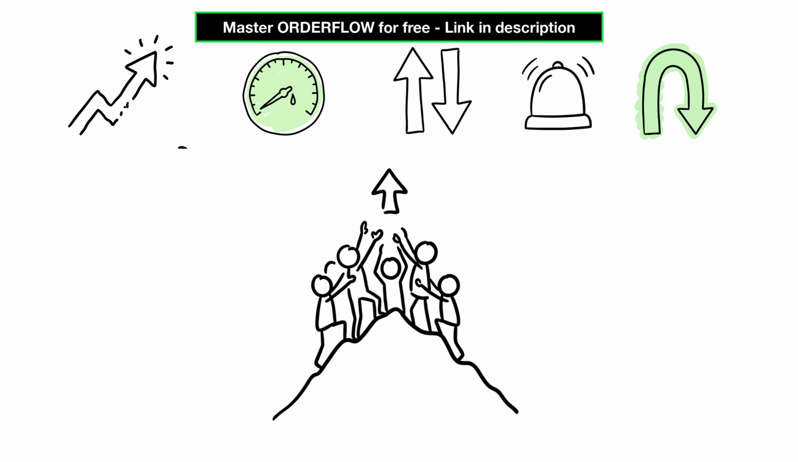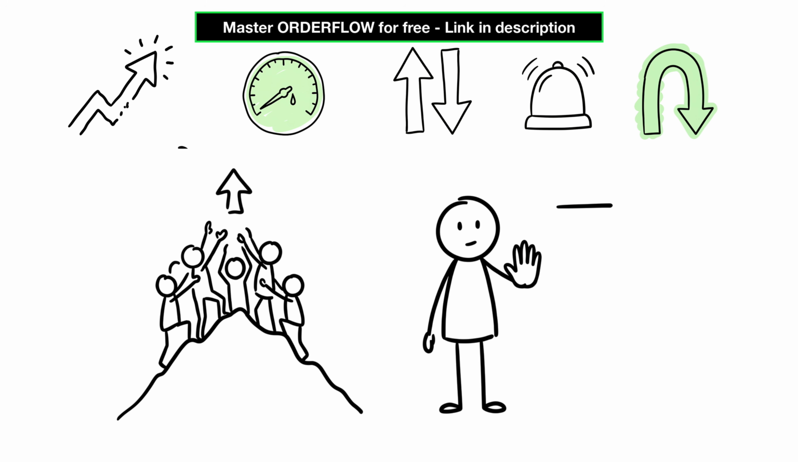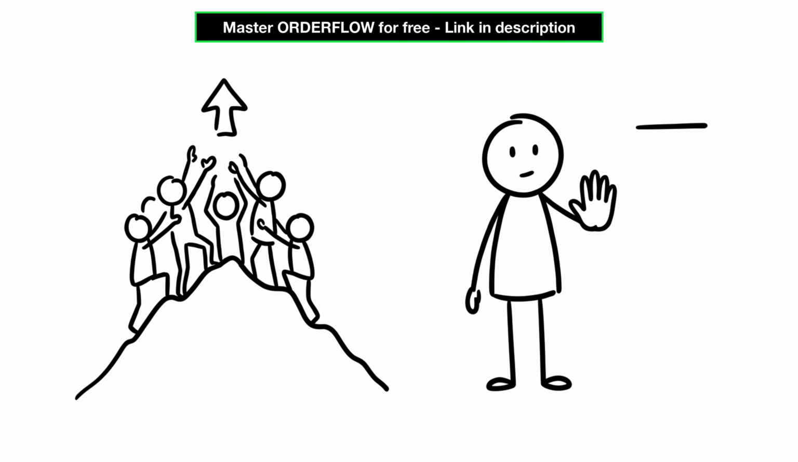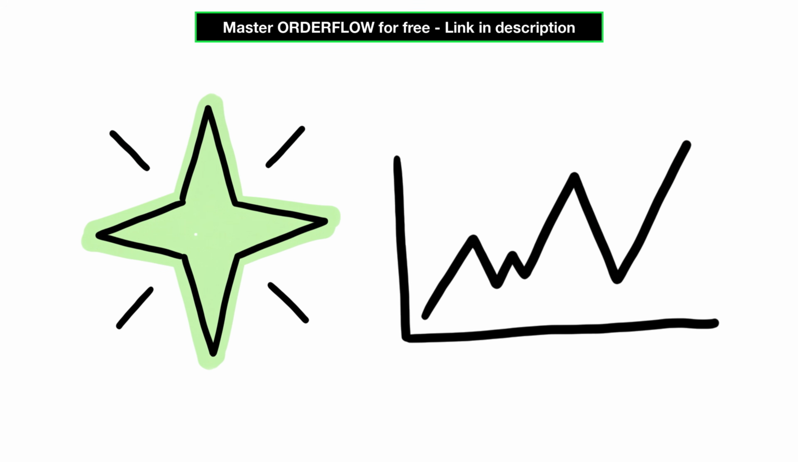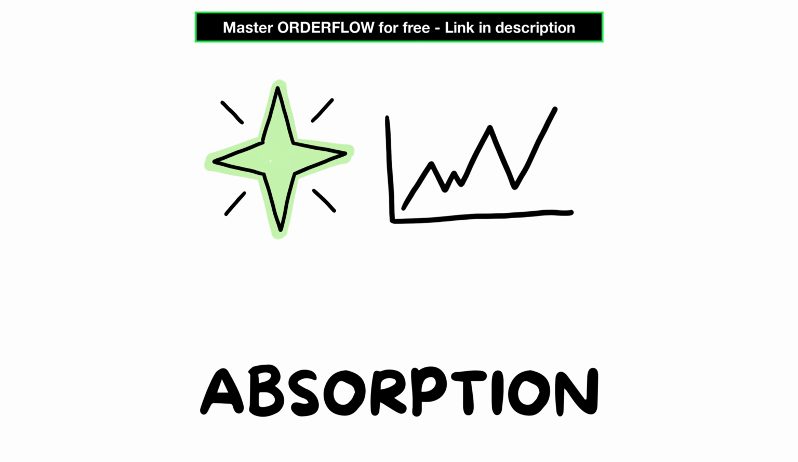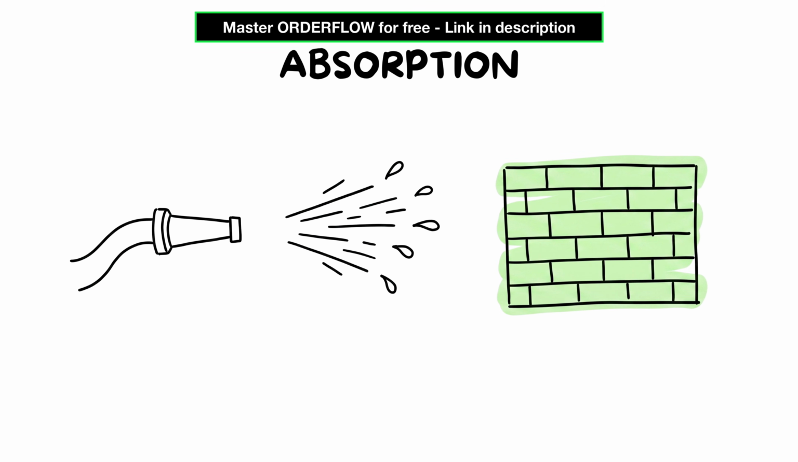The crowd sees green candles and buys the top. You see negative delta and you wait. That's the edge. Now the big one. The concept that once it clicks, genuinely changes how you see the market. It's called absorption. Picture a fire hose blasting water at a brick wall.